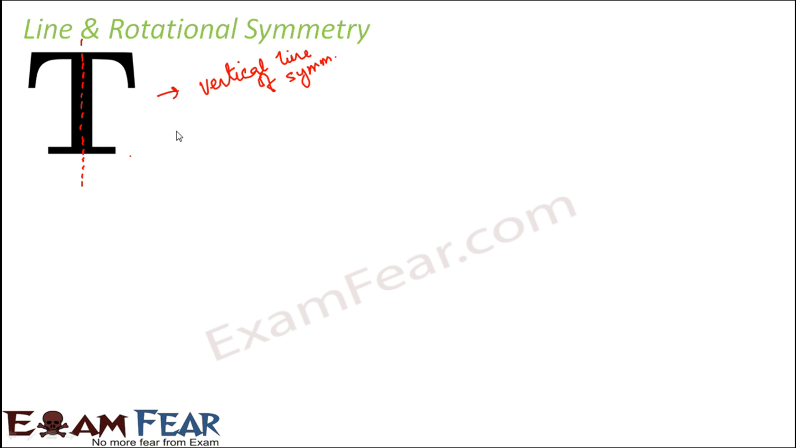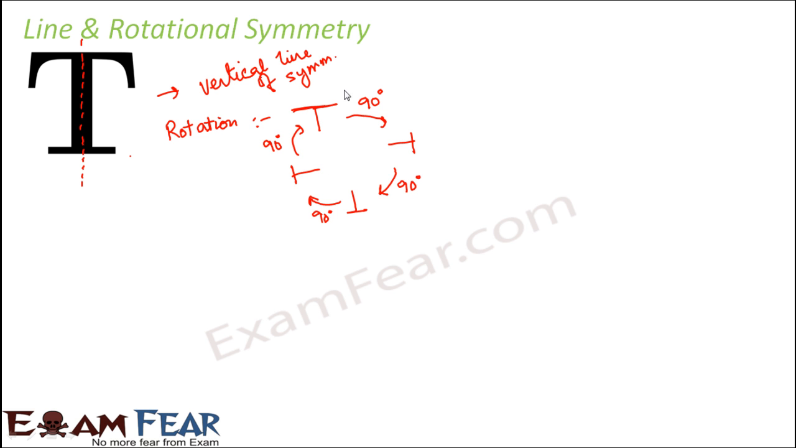Now let us talk about rotation. What happens when you rotate T? So this is the original position. Now let us rotate it by 90 degrees in the clockwise direction. So it would be somewhat like this. If we further rotate it by 90 degrees in the clockwise direction, it would be somewhat like this. On further rotation by 90 degree, it would be like this. And on further rotation by 90 degree, it would reach back to the original position.